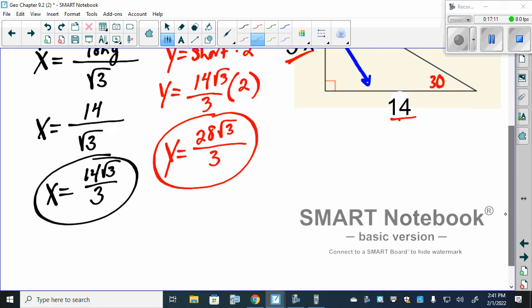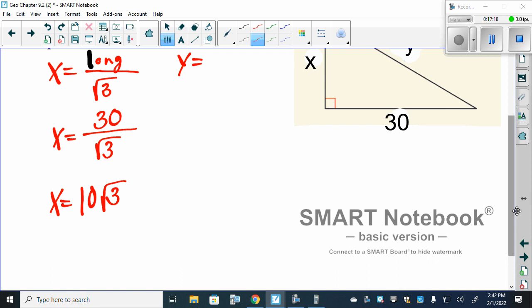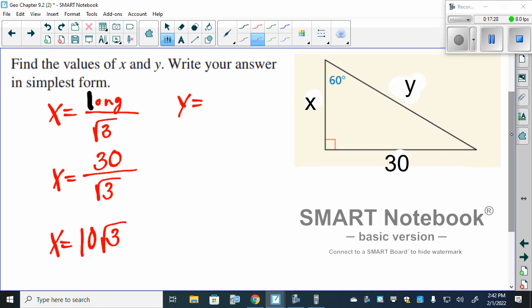14. Well, is 14 divisible by 3? No. Okay, let's see what we have here. Is 30 divisible by 3? Okay, so that's kind of why it's simplified down to a whole number. Because it's divisible by 3, it would simplify. So that just tells us that x is 10 square root of 3.